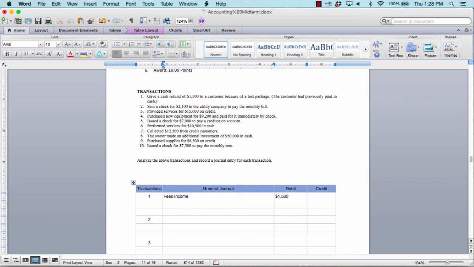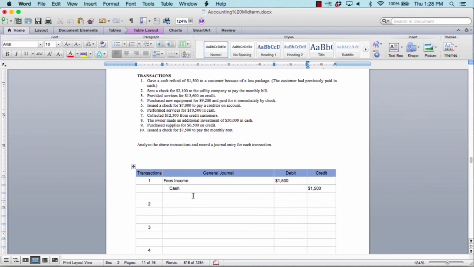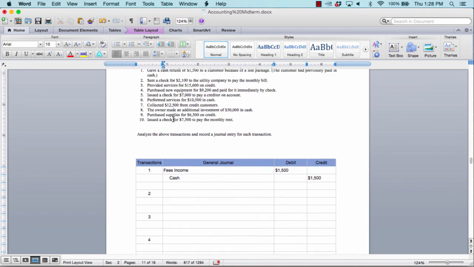And remember that our credit is always indented, and you're going to credit our cash account by $1,500 because we are giving back that money to the customer. So in both cases, we're decreasing the accounts. And that's it. You don't even have to give an explanation. Just go on to number 2 and continue recording these transactions, okay?